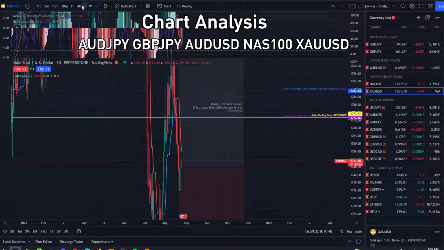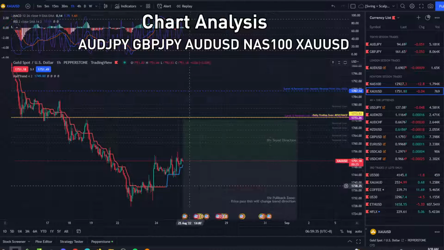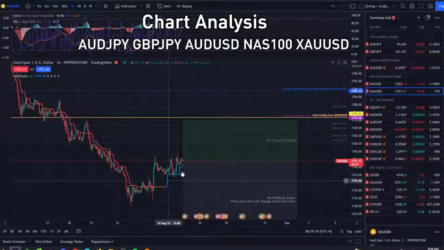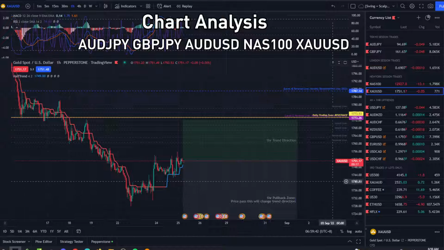According to the 4-hour though, there is a downtrend, so be careful of that. If anything, this will be a pullback on the 4-hour chart, but it's definitely in trend for the 1 hour. And that's it for analysis.